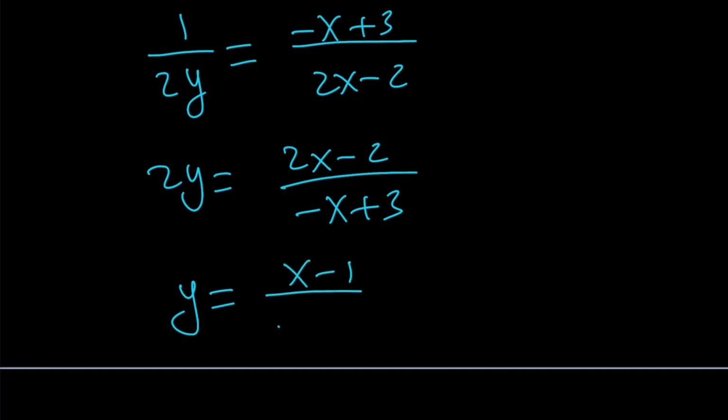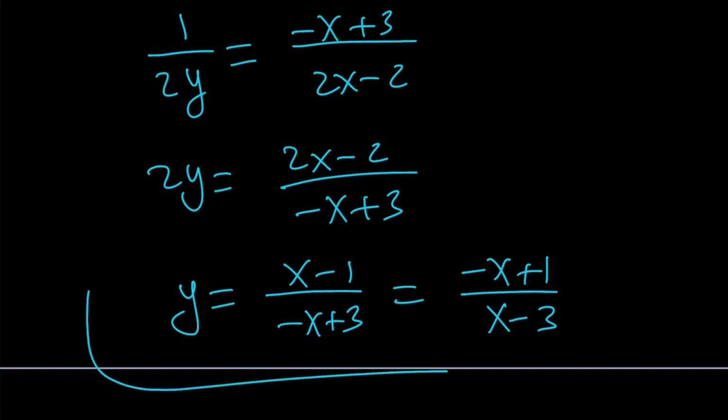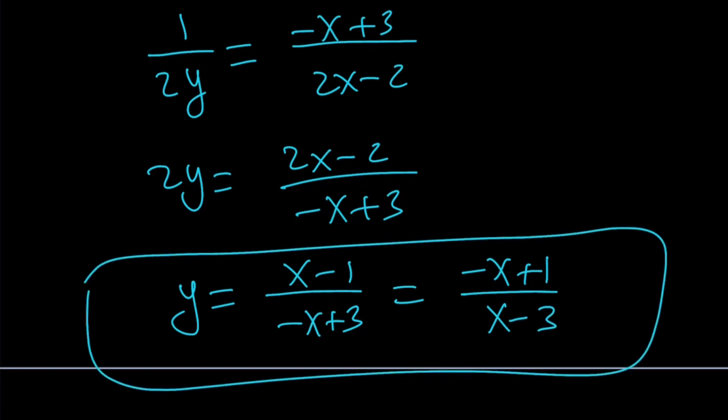And obviously, you don't want to write it like this because there's a negative x at the bottom. Doesn't matter. You can write it like that. Or you can write negative x plus 1 divided by x minus 3. As if this is a little nicer, right? Okay, great. So that's my first approach. And let's go ahead and take a look at an alternative approach for this problem.